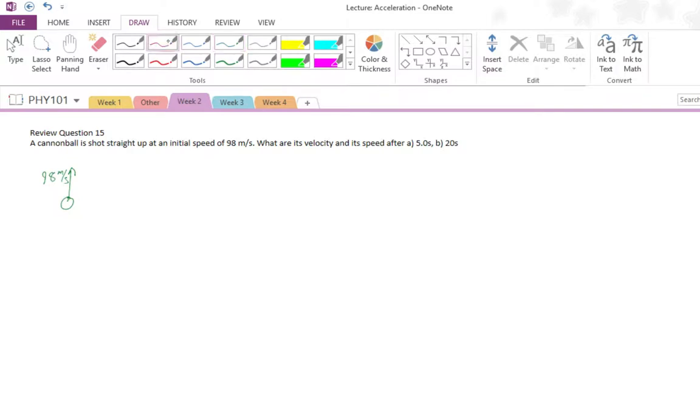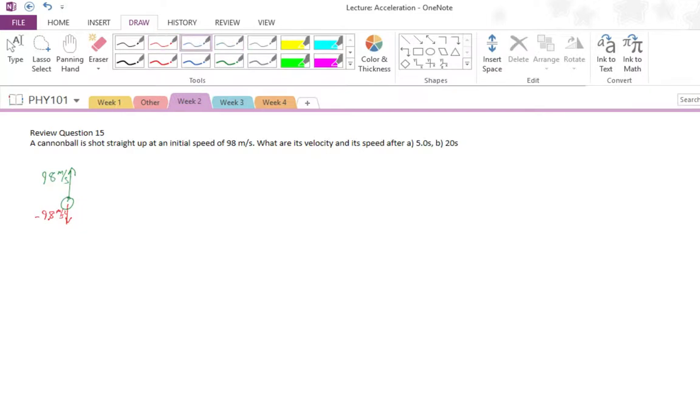Now what about our acceleration vector? What does that look like? After it's initially shot, the acceleration that's acting on it is going to be gravity. So it's negative 9.8 meters per second squared. So after the initial shot, the only thing acting, it will be in free fall, but it has an initial velocity. So let's go ahead and work through this problem.